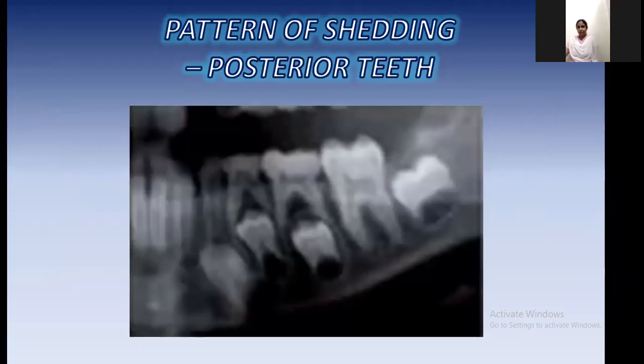Image of pattern of shedding in posterior teeth. You can see how the deciduous molars are being succeeded by premolars and permanent molars.